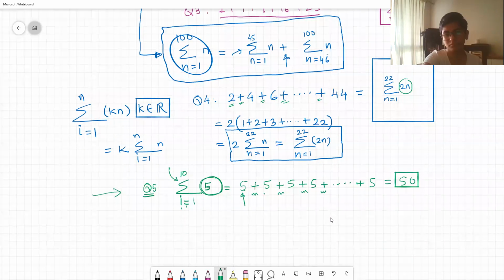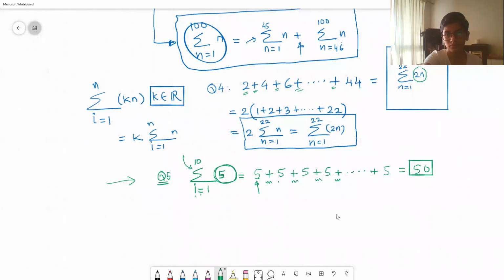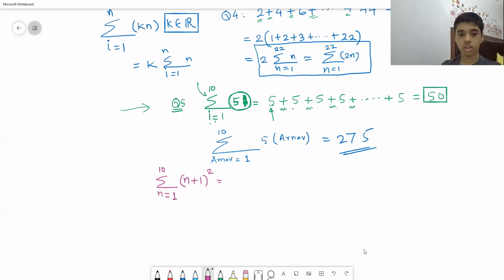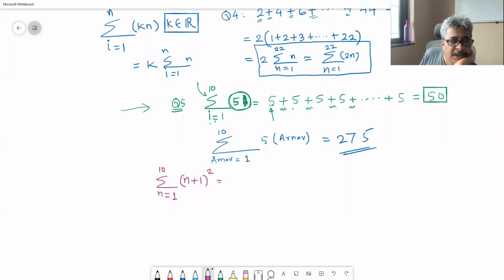Okay, good. Now the last property of summation notation. Let us discuss the next property. Sigma n is equal to 1.